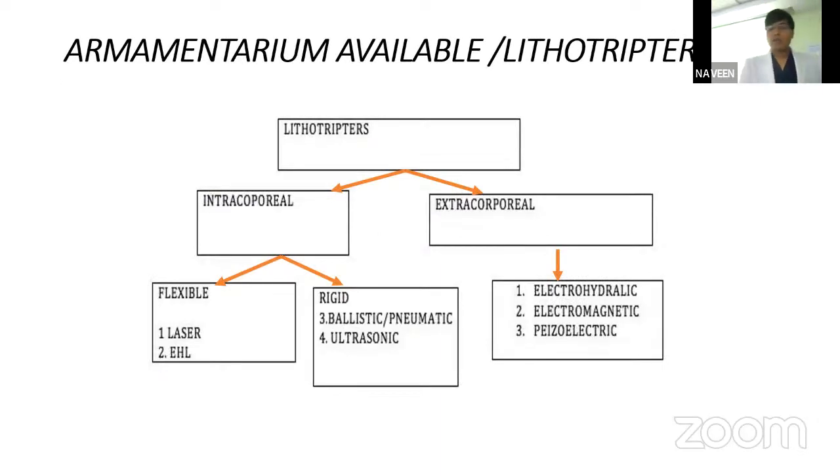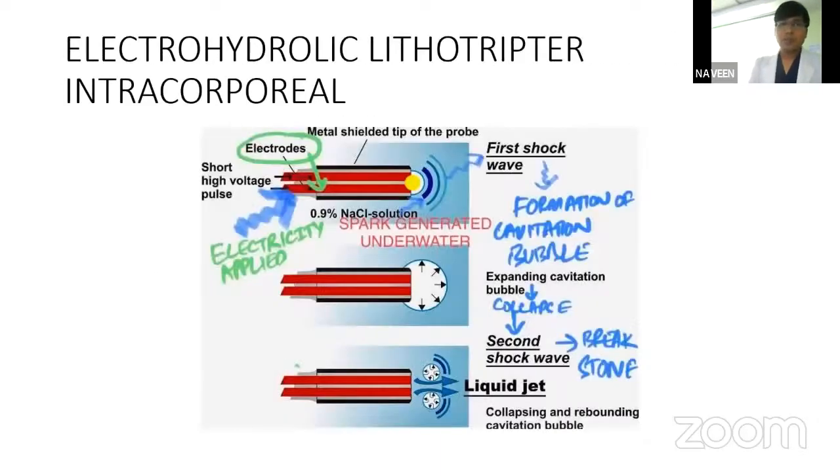So now come to an intracorporeal type of lithotripter. Now the electro hydraulic lithotripter. It is a flexible type of lithotripter. When the high voltage current, as I earlier told, is applied to the electrode, it produces a cavitation bubble, and this cavitation bubble expands and collapses and produces a secondary shock wave, and this shock wave breaks the stone.